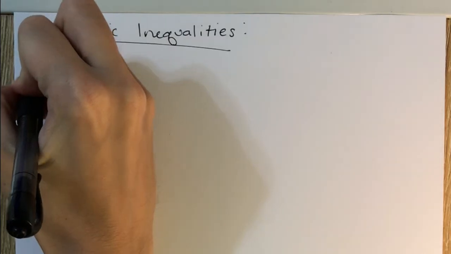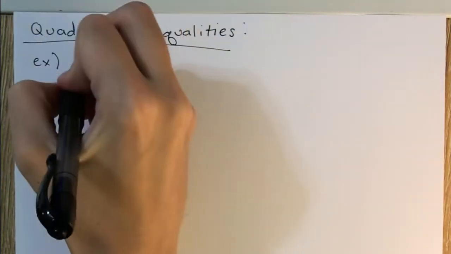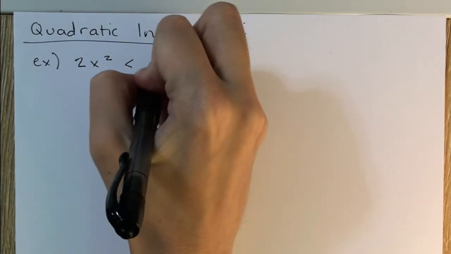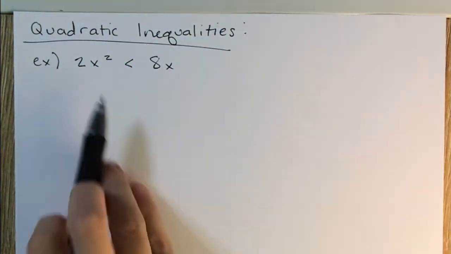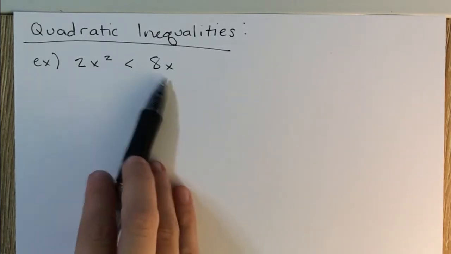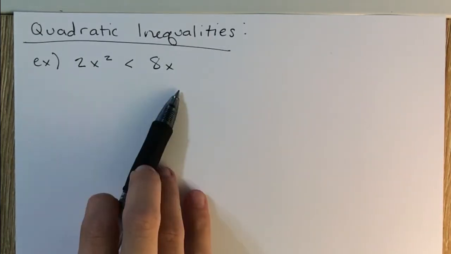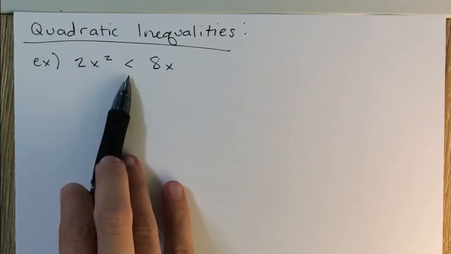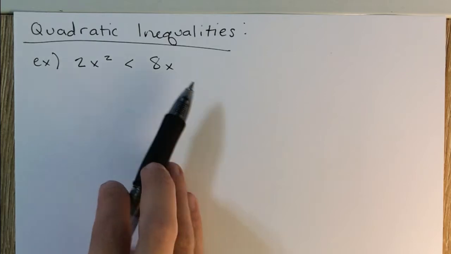So, for example, let's say we were looking at 2x squared is less than 8x. So what we're doing here is we're looking for all of the x values that satisfy this inequality. So what can I plug in for x that makes 2x squared less than 8x?